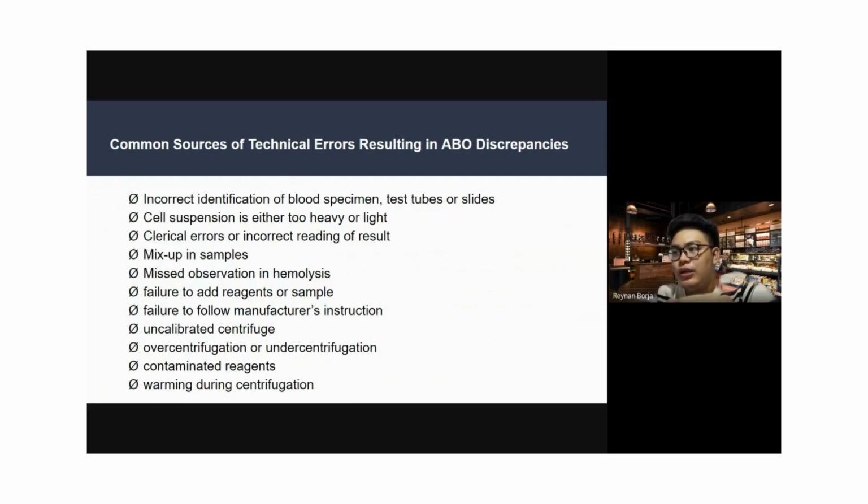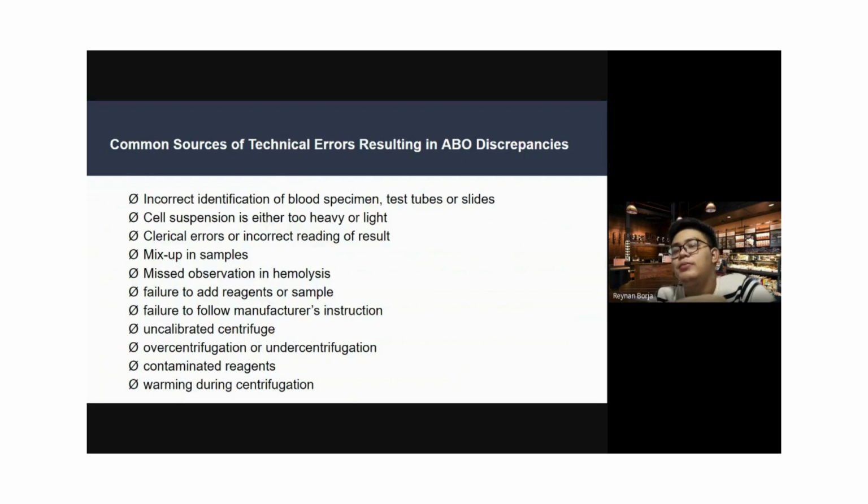So, yun nga, pwedeng mangyari din yun. And misobservation in hemolysis. So, possible, di na-check ni MEDTECH na may hemolysis. Failure to add reagents or sample, pwede din yun. For example, hindi ka gumamit ng LISS. Red cell lang nilagay mo sa gel card. Mali. Tama. Naglagay ka ng red cell, known A and known B, pero hindi ka naglagay ng serum.